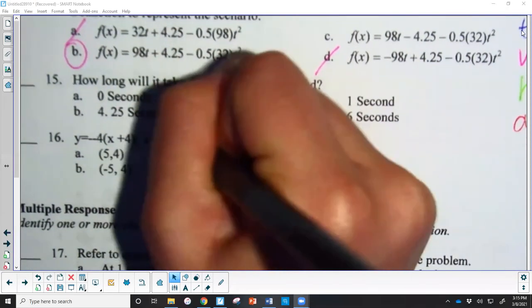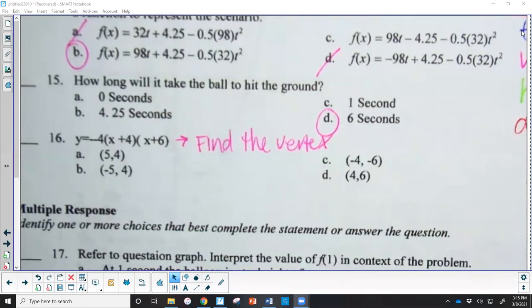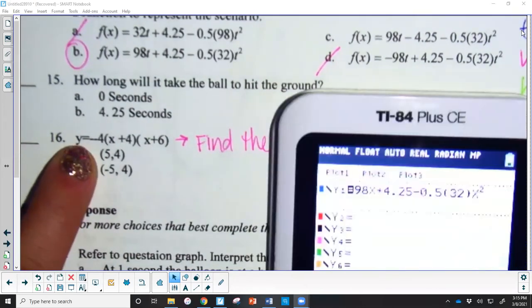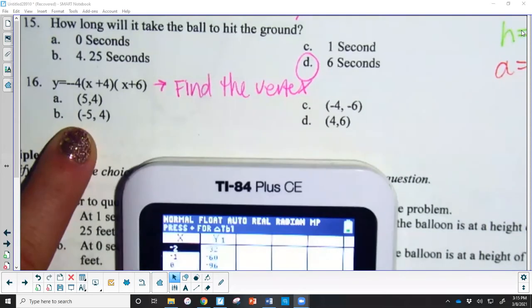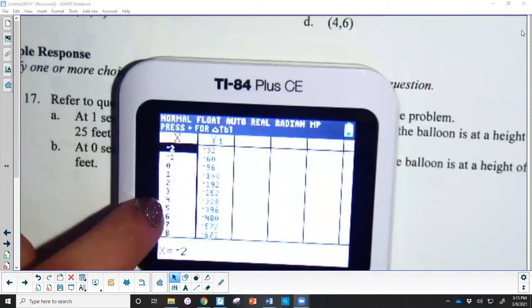This one doesn't look like it's a question, but maybe it's talking about find the vertex or something. You know what? Since it doesn't have a question, I'm going to plug this into y equals negative 4, x plus 4, x plus 6. And I'm going to see if any of these points are on this parabola here. All right, so I'm looking for 5, 4. That's definitely not it. 4, 6. That's definitely not it because mine's at 4, negative 320.